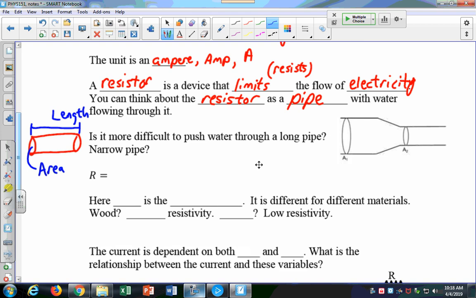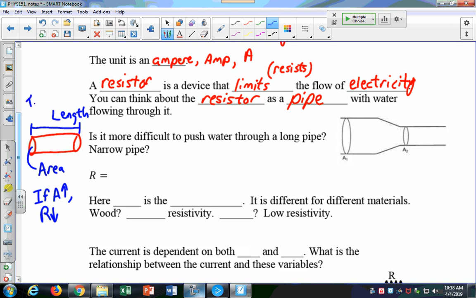And then what if my area gets bigger? So if the area gets bigger, what happens to the resistance? Is it easier or harder to push water through a bigger pipe? All right, let's think about it. What if I make the pipe really small? Is that easier or harder to push water through a smaller pipe? It's harder. So if our area goes up, that means that our resistance goes down.